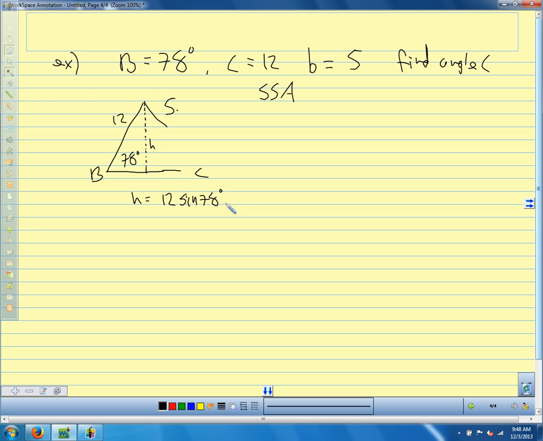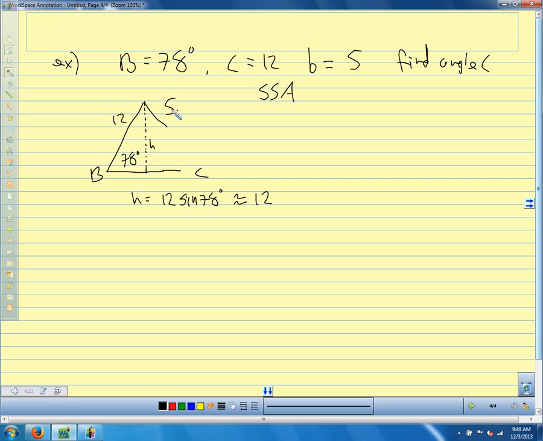We could plug it in our calculator, but let's think about it for a second. As we get closer to 90 degrees, the sine of our angle gets closer to what? 1. So 12 sine 78 is going to be pretty close to 12. It's going to be a little less than 12, but pretty close. So I'm going to say this is approximately 12. Did someone calculate it out? What does it come out to? It's like 11.7, I think. So this is approximately 12.